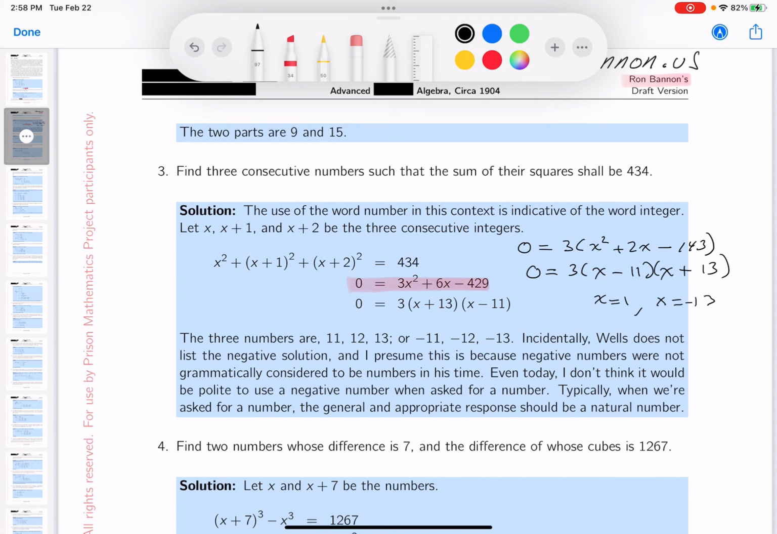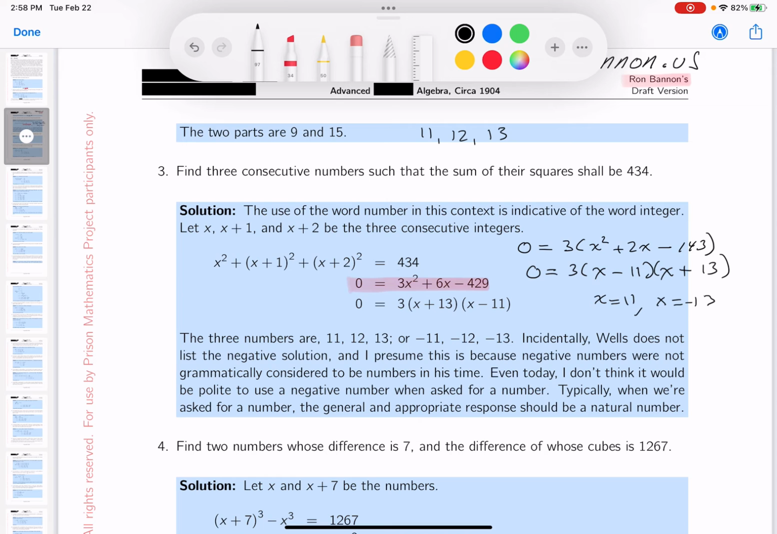Again, if I chose 1, what would you get? You'd get 1. The next consecutive integer would be 2. The next consecutive integer would be 3. Oh, I'm sorry. I was going to say it doesn't make any sense at all. I'm sorry, 11. I don't know why I wrote 1 down. This would make no sense at all, by the way. I'm sorry, 11, 12, and 13.